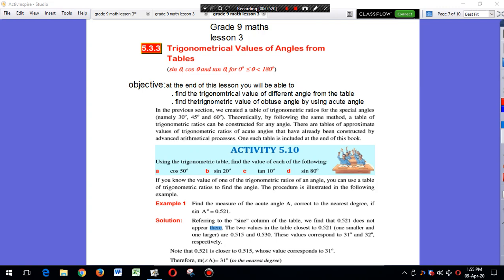Okay, before we discuss this point, I want you to try this activity. I will give you 4 minutes. Use the trigonometric table to find the value of each of the following.